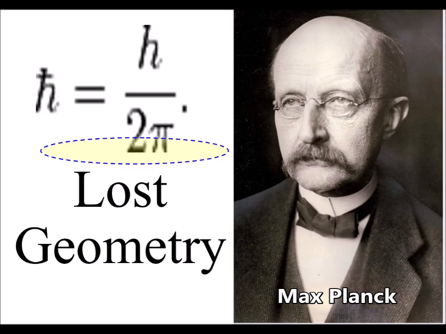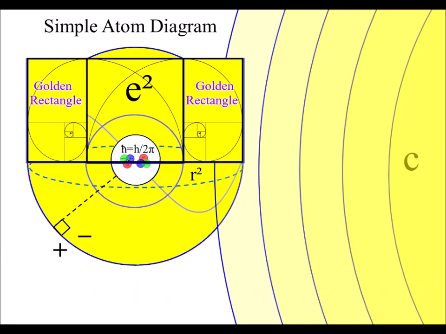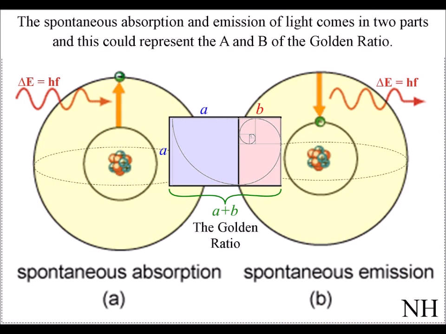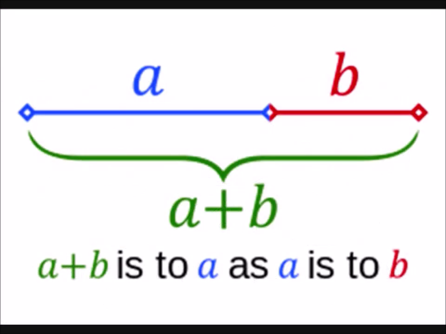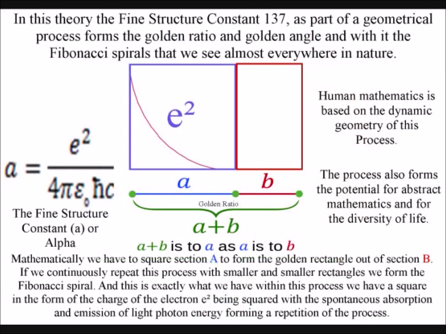This forms a constant of action known as the Planck constant, linked to 2 pi, representing the geometry. We then have a golden rectangle on each side of the square, relative to the spherical surface. In this way, the absorption and emission of light photon energy forms the A and B of the golden ratio. Mathematically, we have to square section A to form the golden rectangle out of section B.